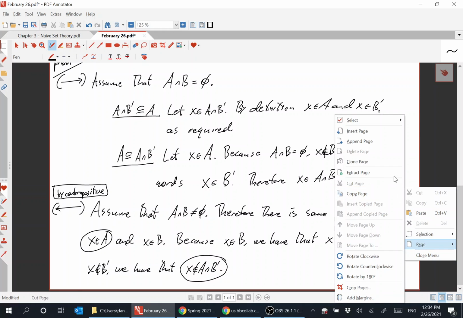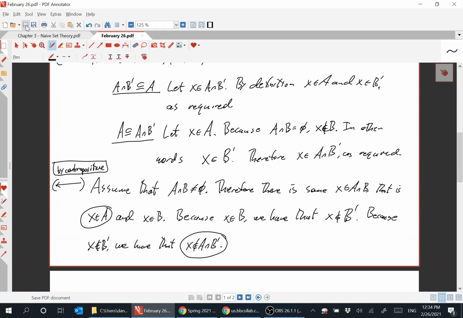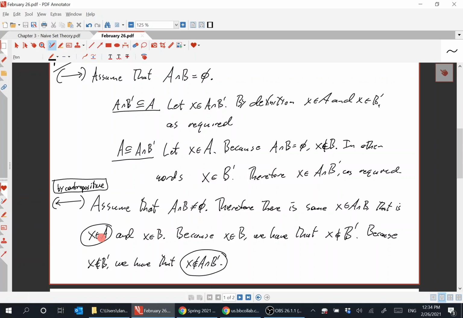Therefore, what about those two sets? What can you tell me about those two sets? The set A, and the set A intersection B complement, where there is X in A, but not in A intersection B complement. So what about those two sets? Are they the same? Are they equal as sets? No, they're not the same. And that's what we wanted to show. Thus, A is not equal to A intersection B complement, as required.